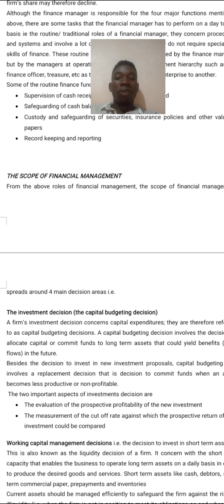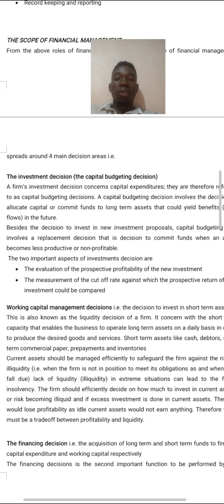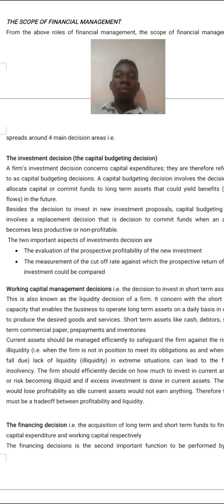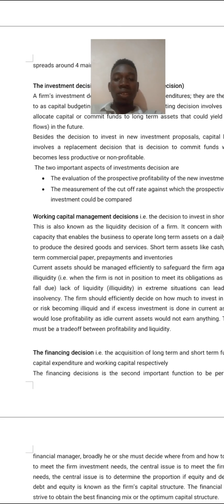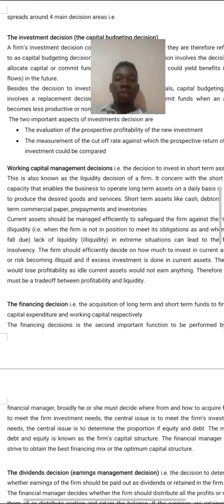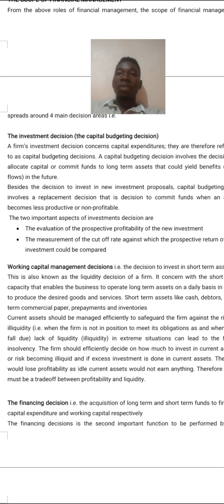So let's go to the scope of financial management. Scope of financial management, sometimes it's called the finance decisions. There are majorly 4 decisions of financial management. These include the investment decision, or capital budgeting decision. We have the working capital management decision, or liquidity decision. We have the financing decision itself, not finance decision, but financing decision, and a dividend decision, as you can see.